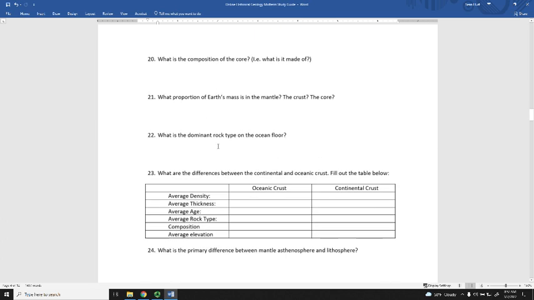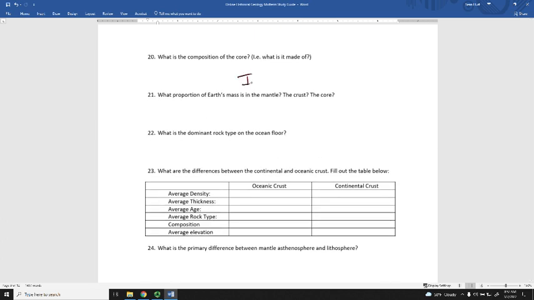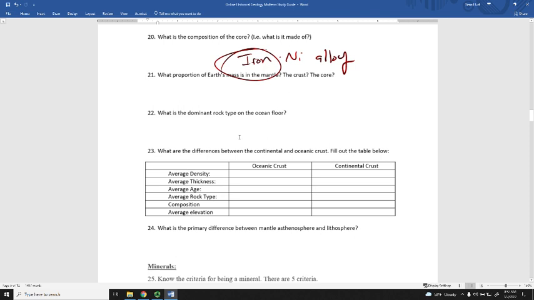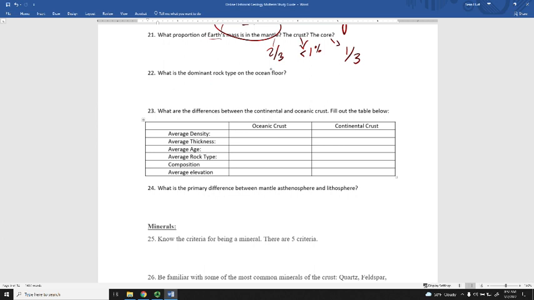Okay. What's the composition of the core? It's an iron-nickel alloy, plus some lighter elements. But if you know it's iron, that's the main thing. Iron is probably 90% of what's in there. What proportion of Earth's mass is in the mantle? That's 2/3. In the crust, it's actually less than 1%, and in the core, it's 1/3. What is the dominant rock type on the ocean floor? The dominant rock type is basalt.